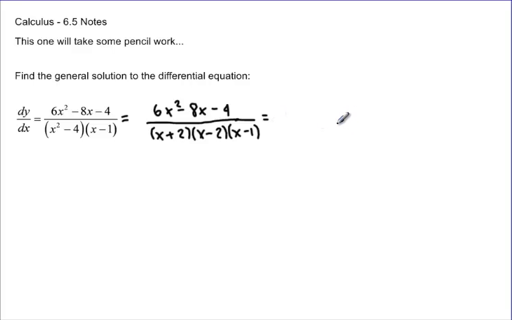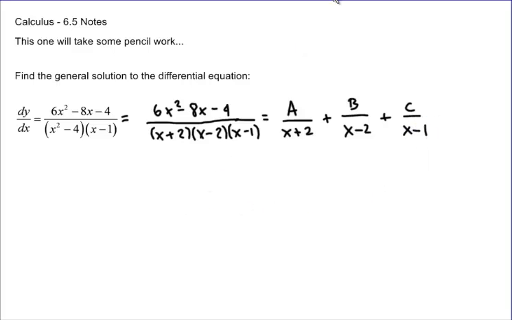So the problem that I'm going to be interested in solving is going to look something like this. So it's going to be partial fractions, but it's going to be over all 3 pieces. So A over x plus 2, B over x minus 2, and C over x minus 1.